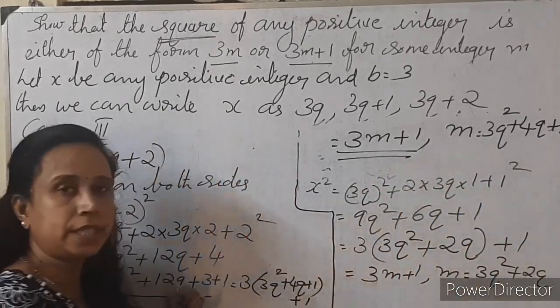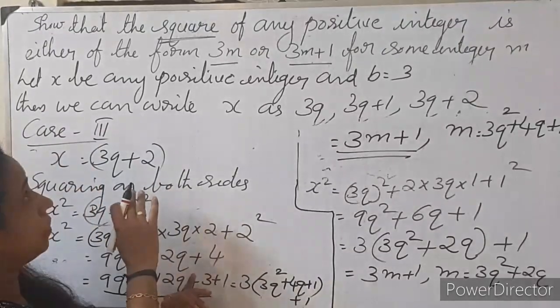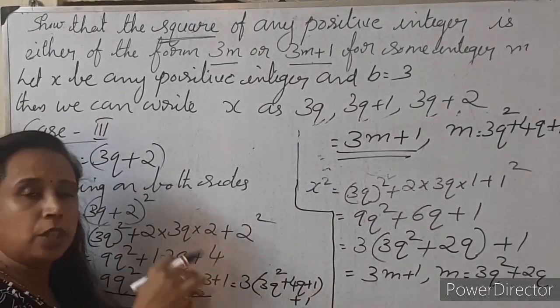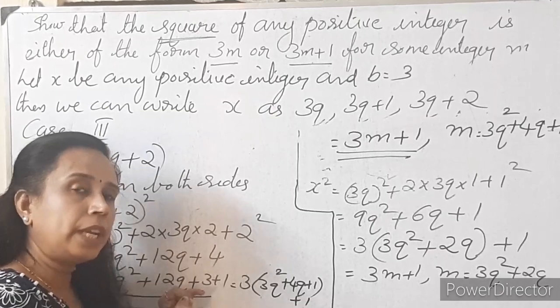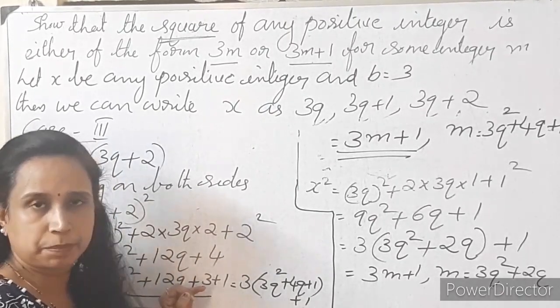Hence we have proved that the square of any positive integer is of the form 3m or 3m plus 1. The first case is of the form 3m; case 2 and case 3 are of the form 3m plus 1. That is the proof.